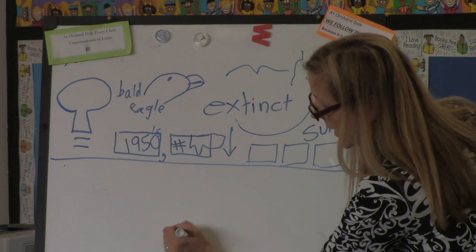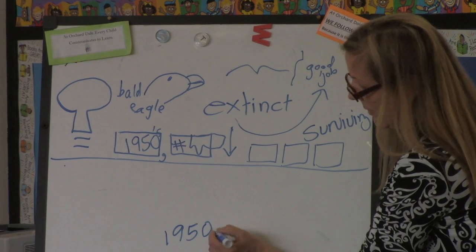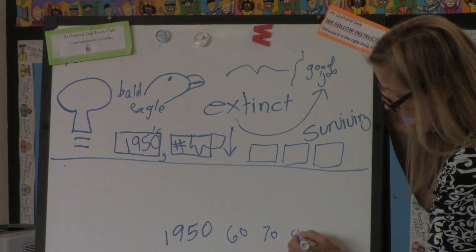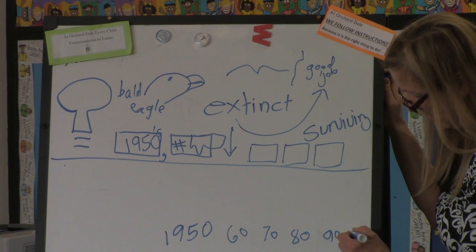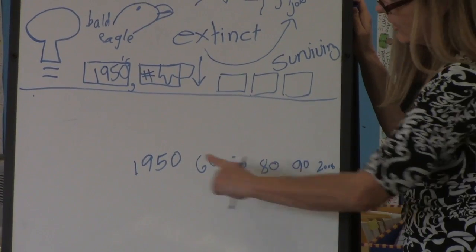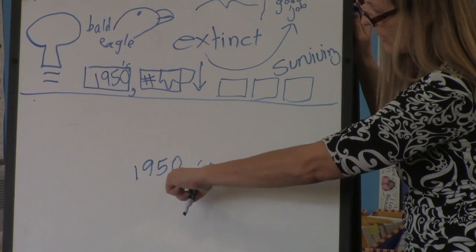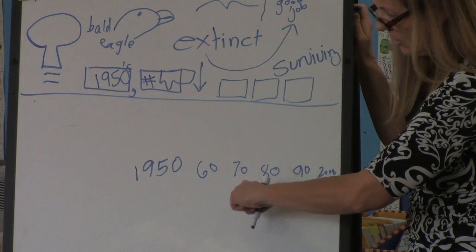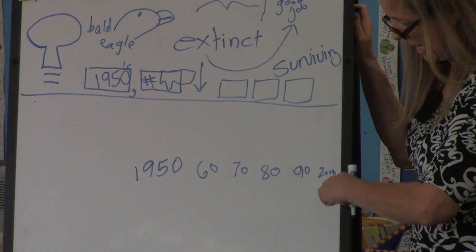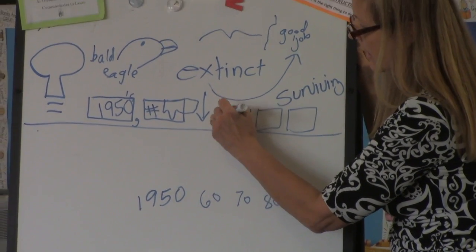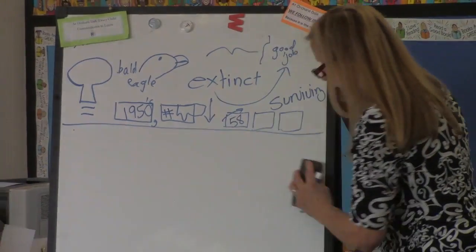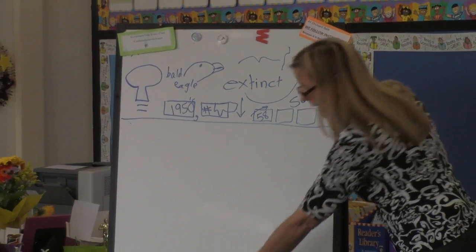So now, here's 1950, right? And then 1960s, 70s, 80s, 90s, and then what? 2000. And this went to 2008. So 50. So how many years is this? 10, 20, 30, 40, 50. How many years later? 58 years later. So was this something that happened right away, or did it take time? It took time. Okay, let's do it.